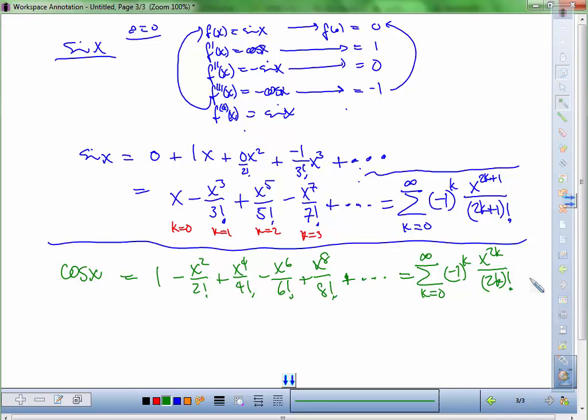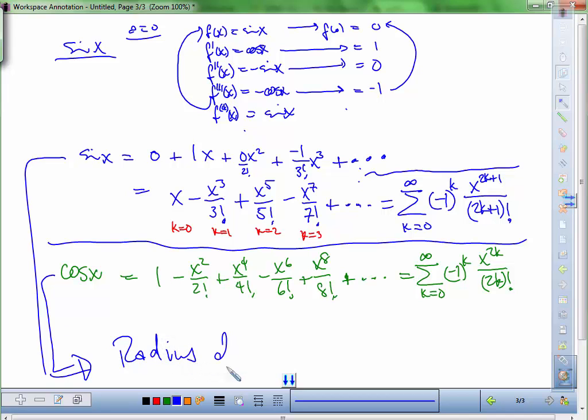Now, both of these, I didn't really talk much about the sine, but now that we're talking about this, both of these have a radius of convergence of infinity, which means this is going to work for all real numbers. The nice thing when you have a series that works for all real numbers is that you can take advantage of some series algebra.